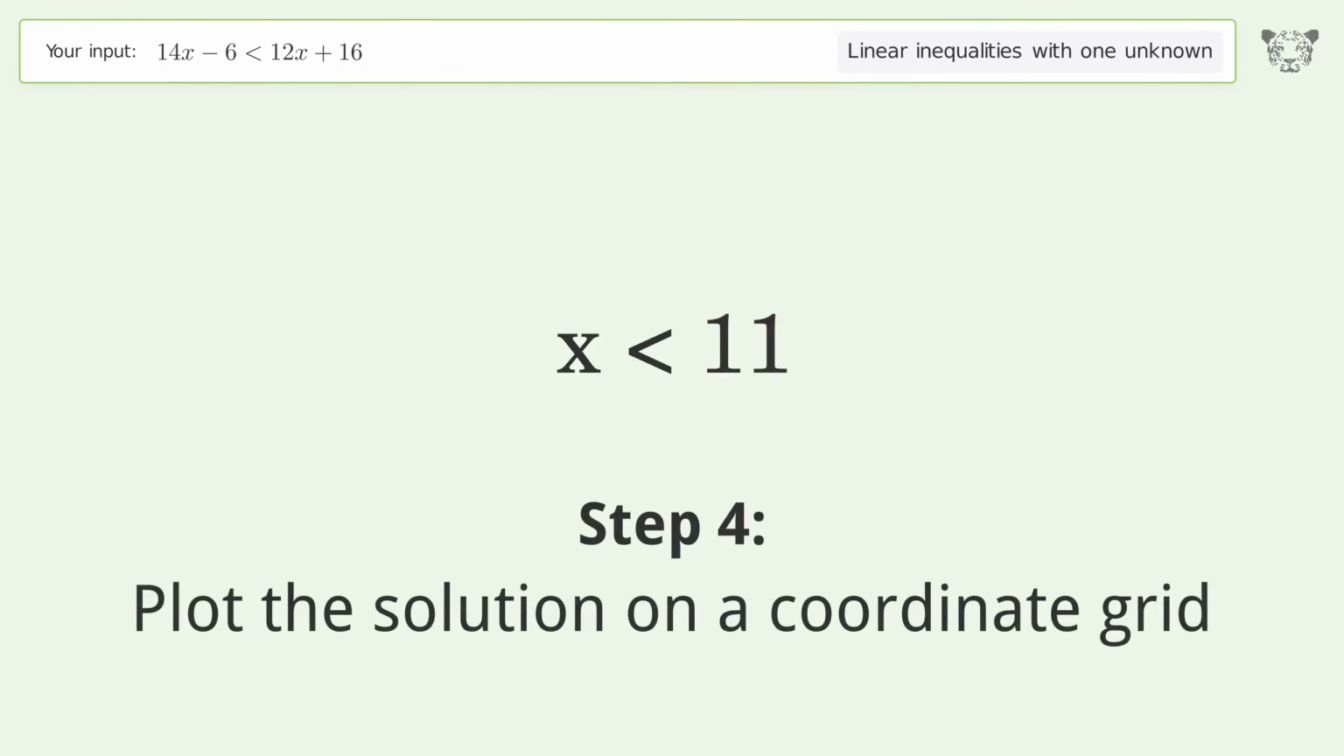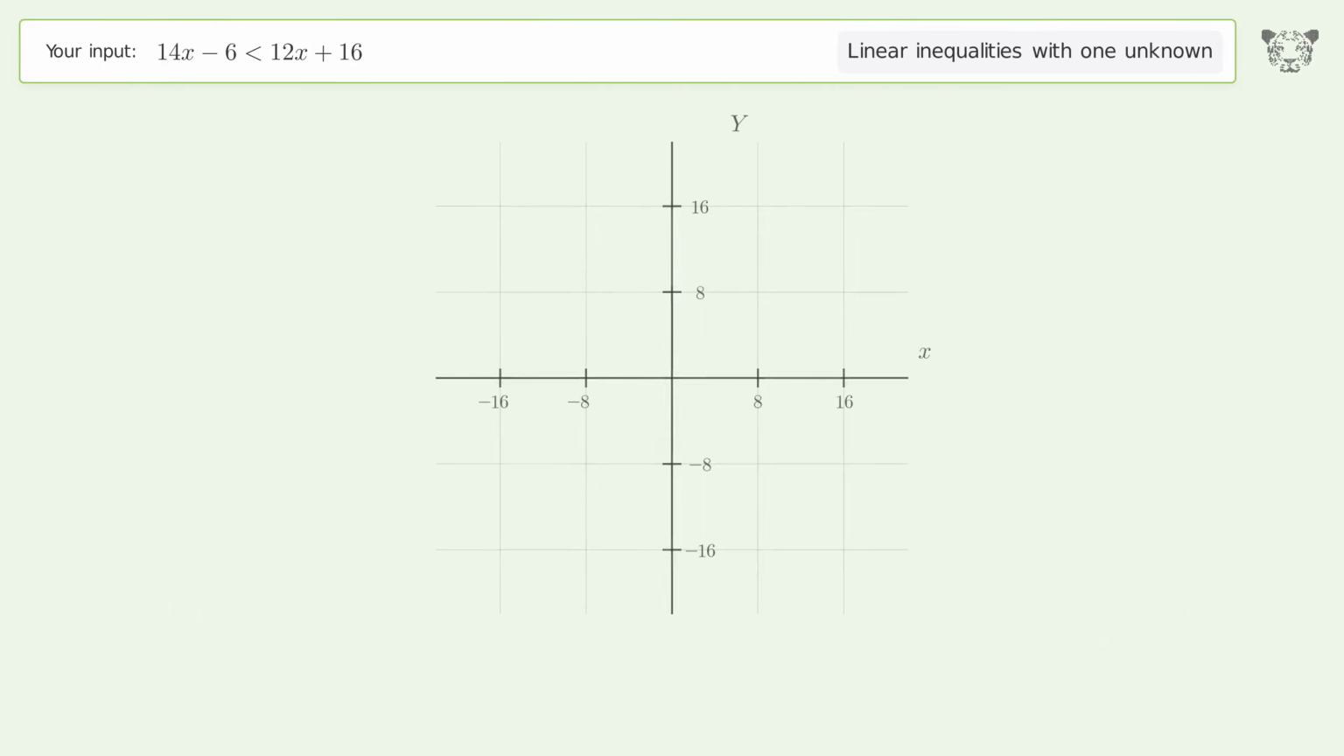Plot the solution on a coordinate grid. And so the final result is x smaller than 11.